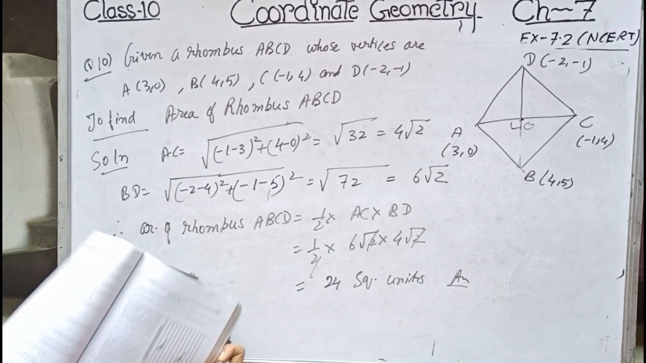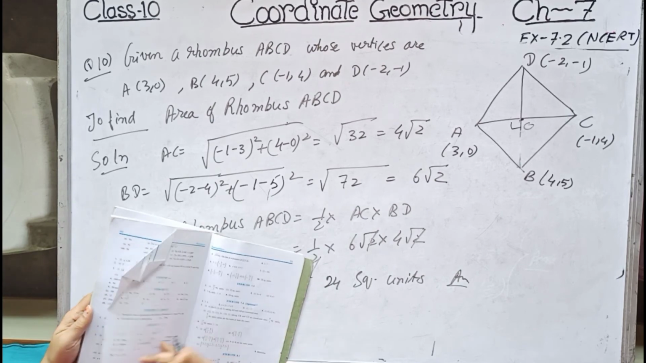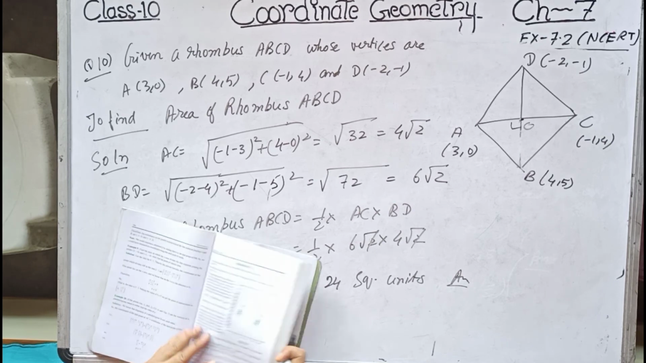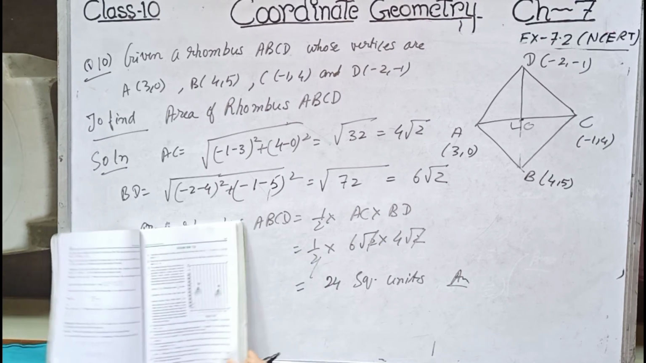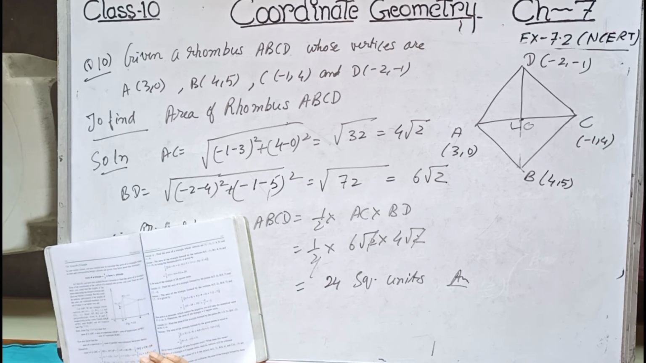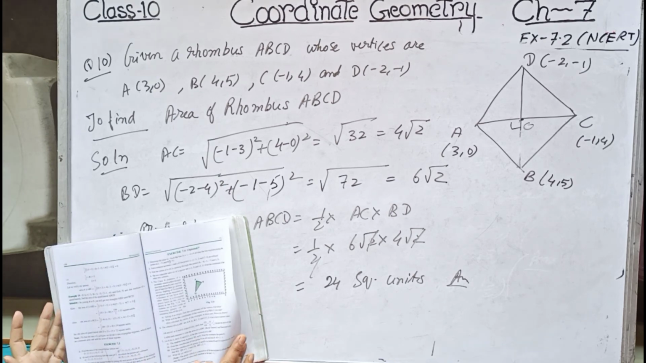Let me once see the answer. Question number 10. No, it is 24 square units. Yes. So we have completed, I think, 7.2. Now the next is area of the triangle. The area of the triangle topic is deleted this year.